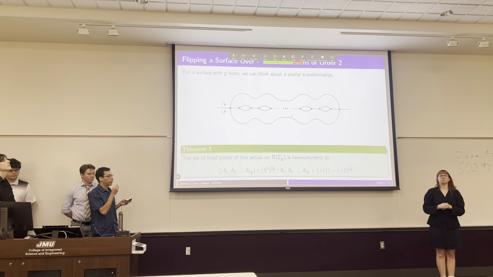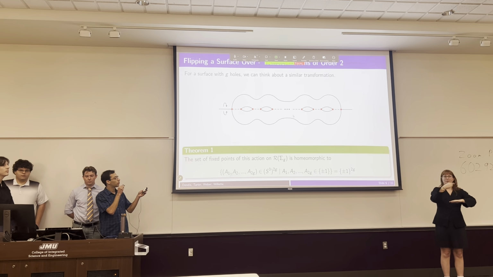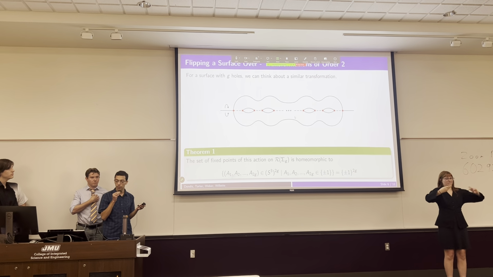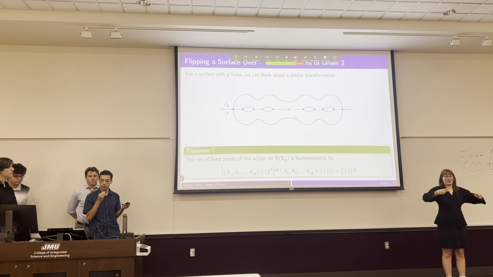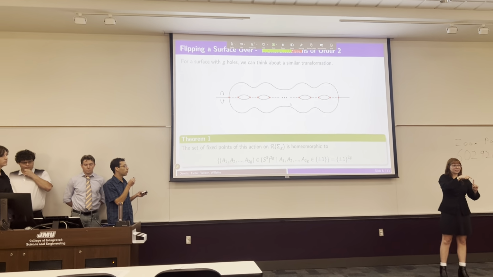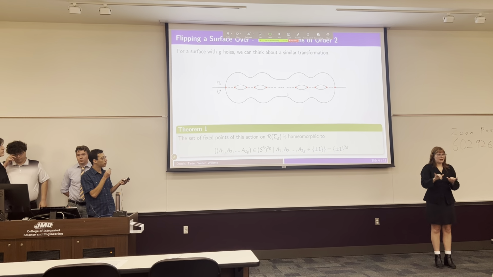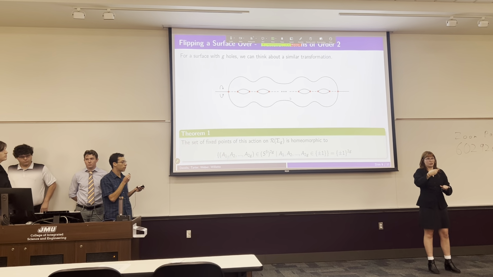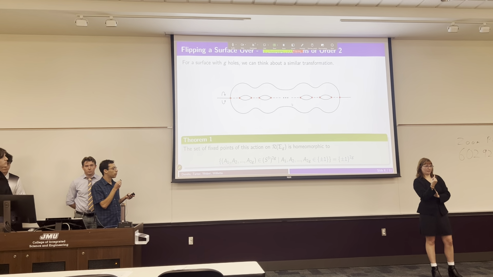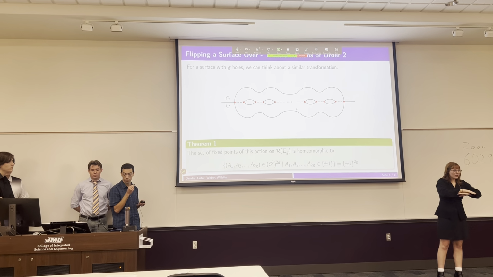More generally, we can think about taking a surface with G holes and taking this transformation where we flip it around this axis, and our result is that the set of fixed points of this action on the representation variety of the surface with G holes is homeomorphic to the set of tuples of 2G elements in S3 such that they're all equal to plus or minus 1. And we can compute that the number of connected components of this set is 2 to the power of 2G.